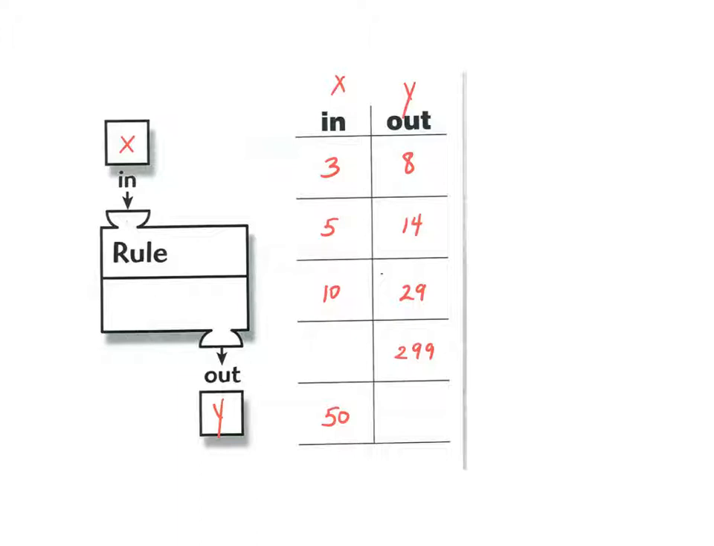I'm going to end this video with a challenge. I've used a rule that I haven't revealed here to create this input-output table, and this input-output table has enough information in it for you to discover what that rule is. My challenge for you is to see if you can find out what that rule is, and then use the rule to find the missing input and the missing output.